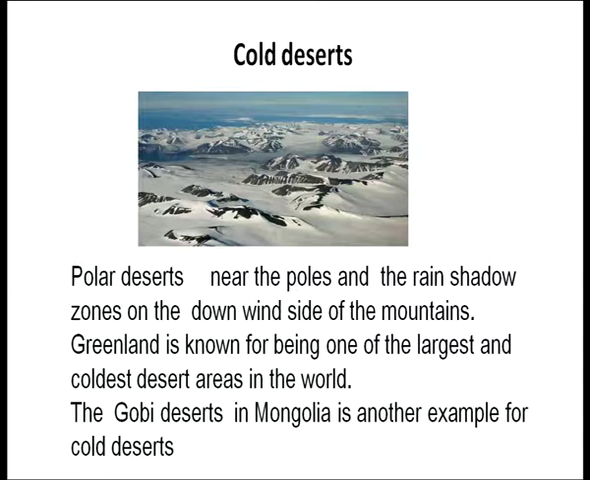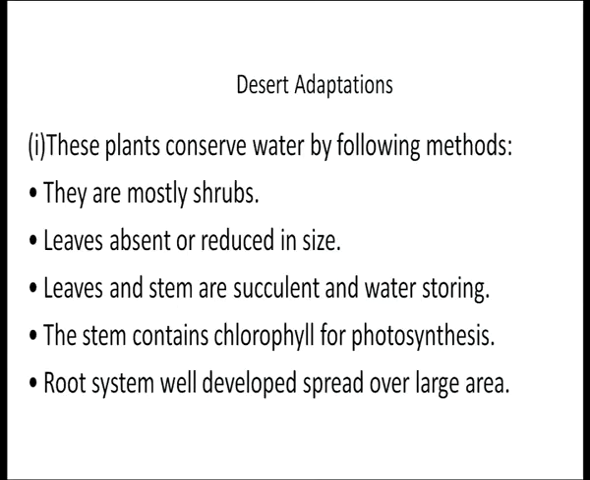It is also known for having the largest national park in the world, Northeast Greenland National Park. The desert plants are adapted to the conditions of the desert. These plants have the following methods to meet with the scarcity of water. They are mostly shrubs. The leaves are absent or are reduced in size.